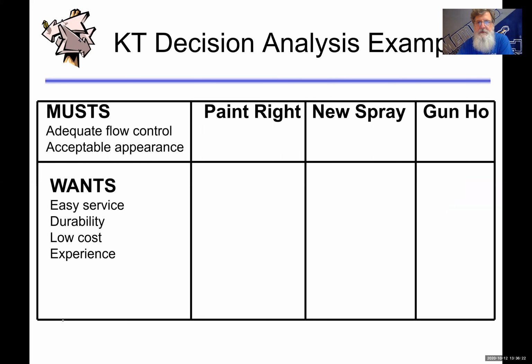So here's my decision analysis. You can see at the top I've got my musts, adequate flow control and acceptable appearance, and there are the 3 guns. So we're going to do that first. After some investigation, I found that PaintRite was a go-go, which means it has flow control and it has acceptable appearance. I did some spray-out tests with NewSpray, and again, go-go.